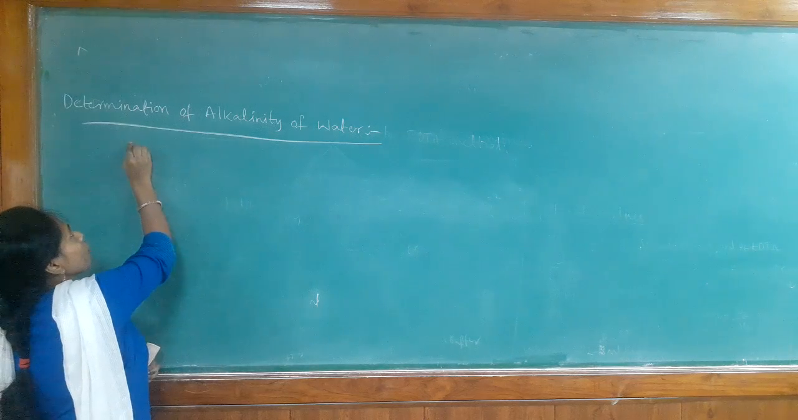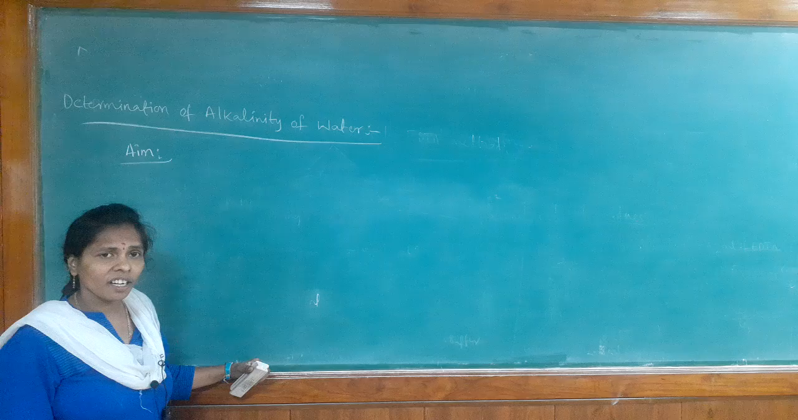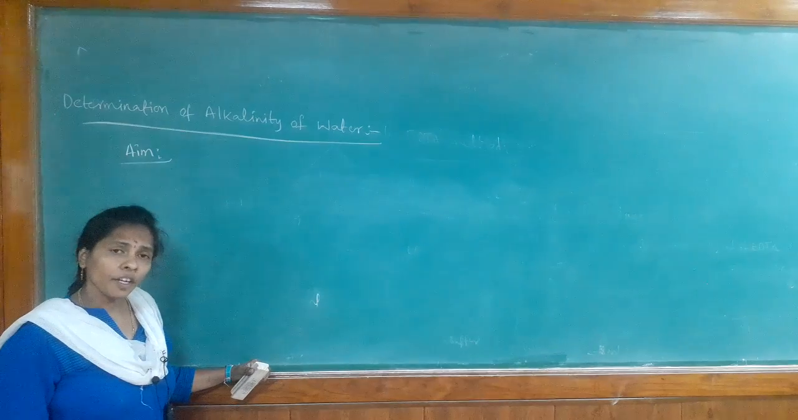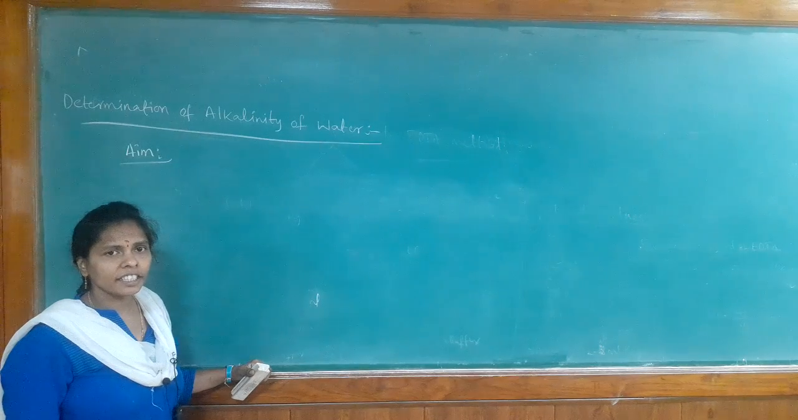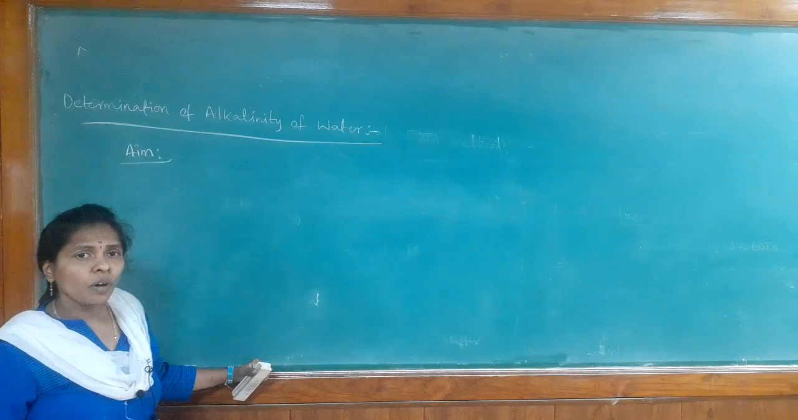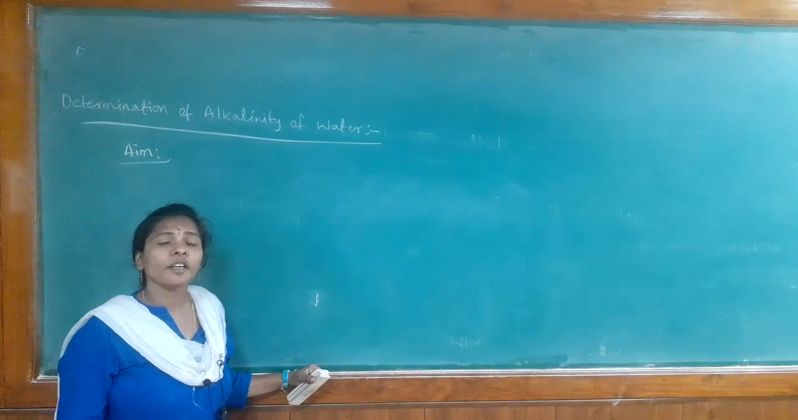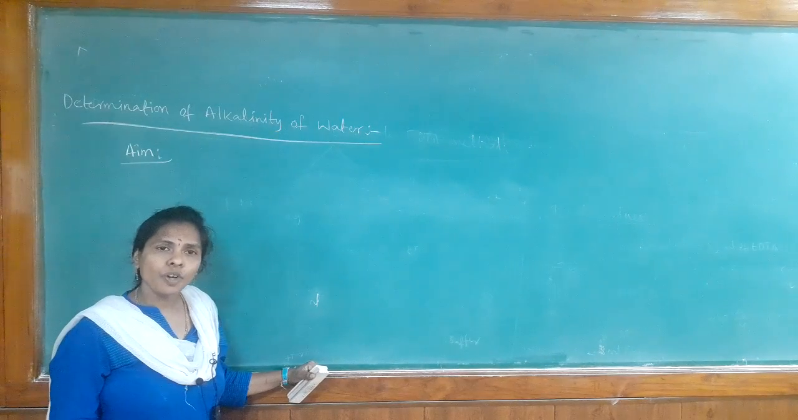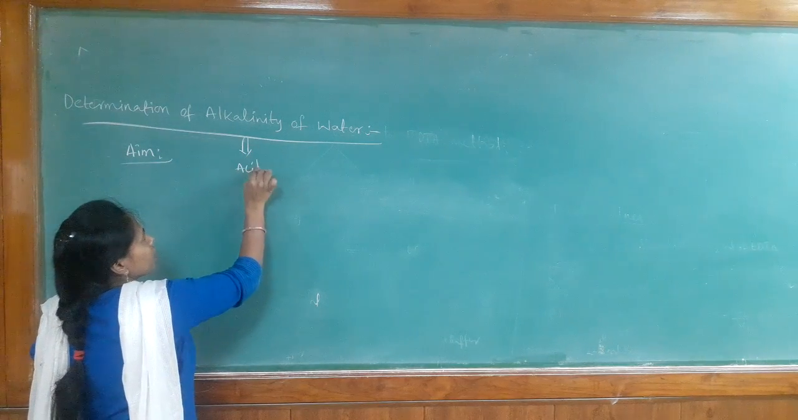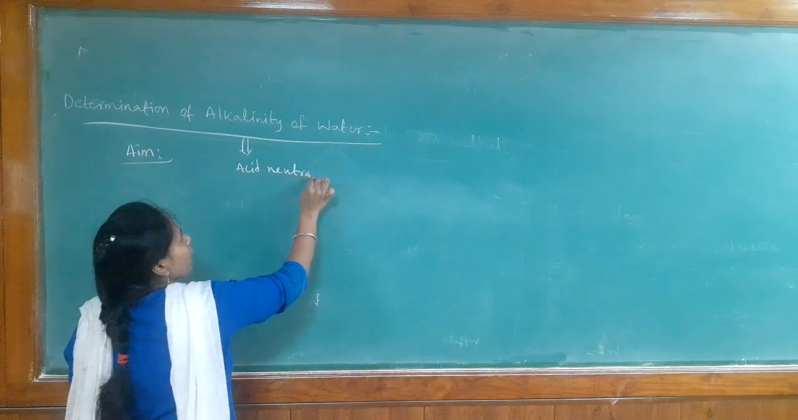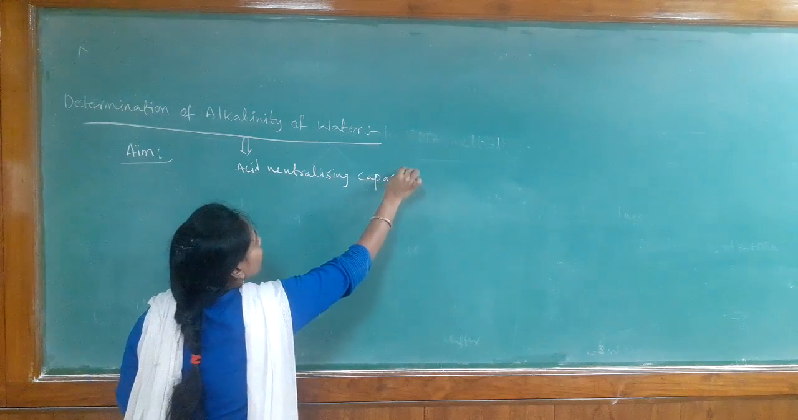So, what is the aim of the experiment? The aim of the experiment is estimating the total alkalinity of a water sample and also finding OH minus and carbonate alkalinity in the given water sample. I said alkalinity is nothing but basicity. It is also defined as acid neutralizing capacity.